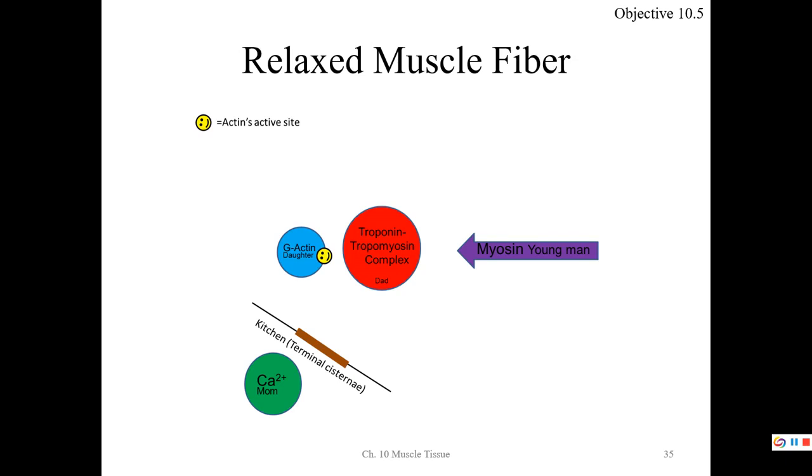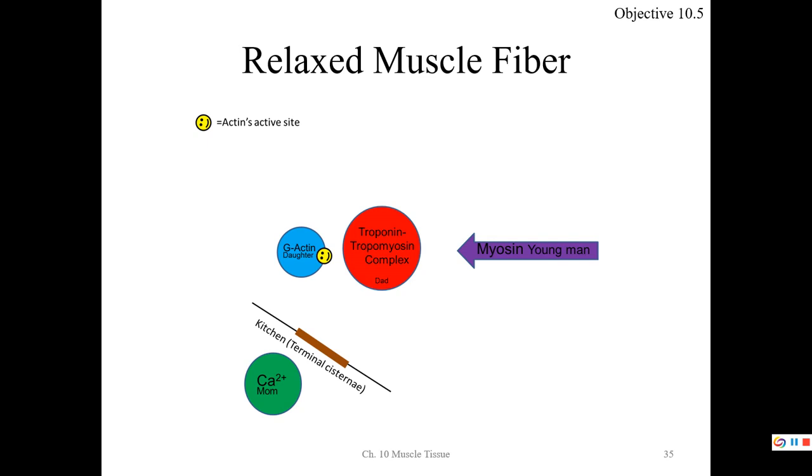Now, let's kind of imagine it like a date. Okay, we have myosin who wants to hold hands with actin. Actin has an active site that myosin wants to bind to. Troponin-tropomyosin complex is like daddy who doesn't want myosin to hold hands with his daughter. Mama calcium, she's going to be in the kitchen and she's going to be in the terminal cisternae and she can control daddy and move daddy the way she wants him, but she's in the kitchen right now. Maybe she's making some coffee for him. She's getting a snack because they're all going to meet.